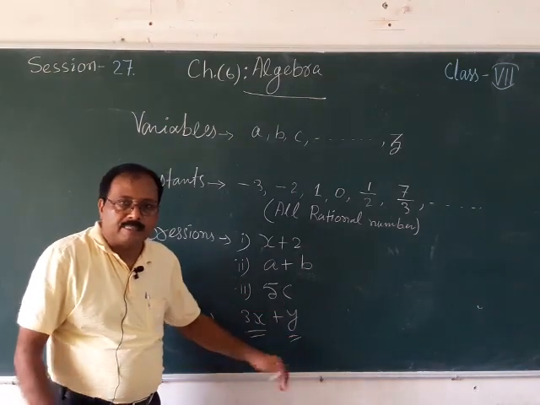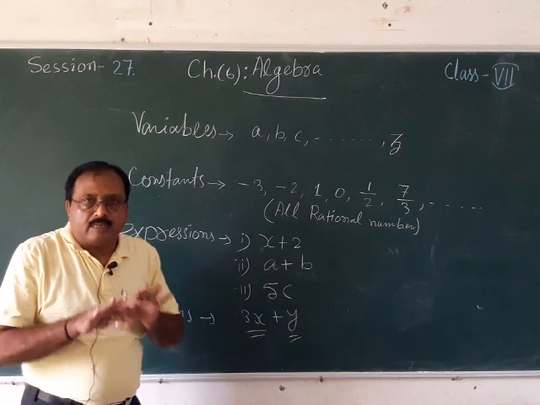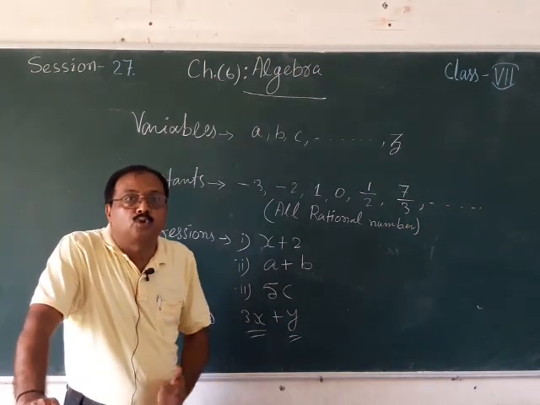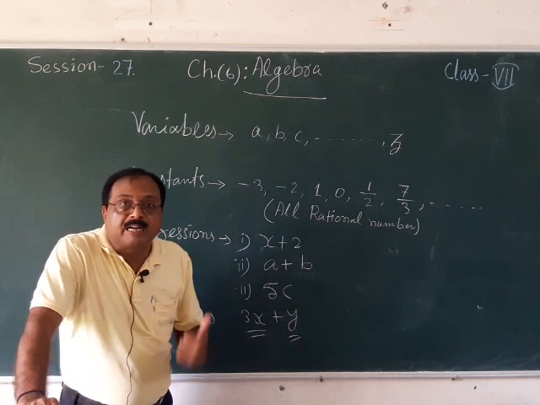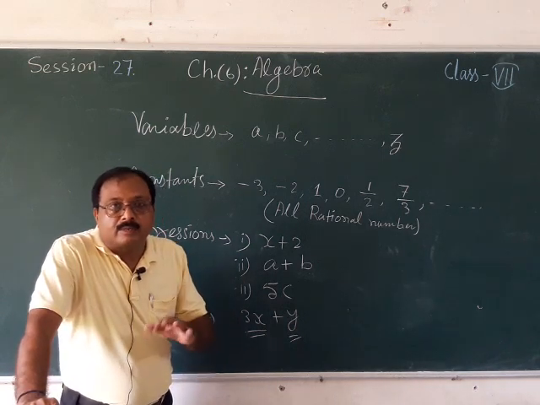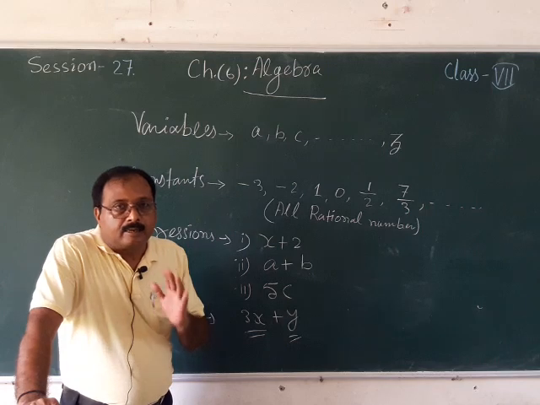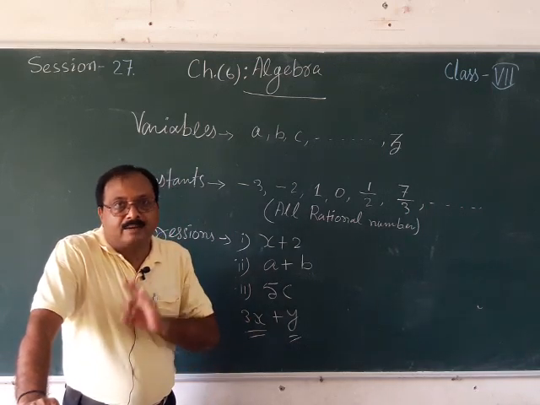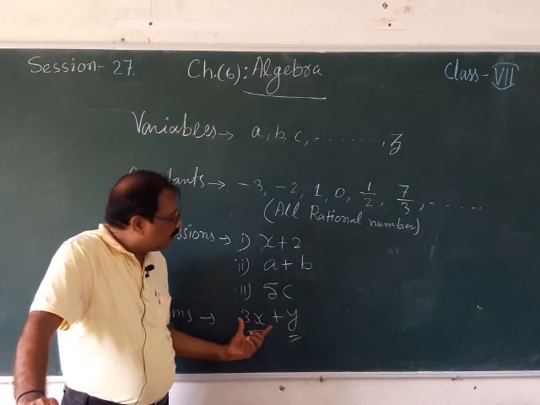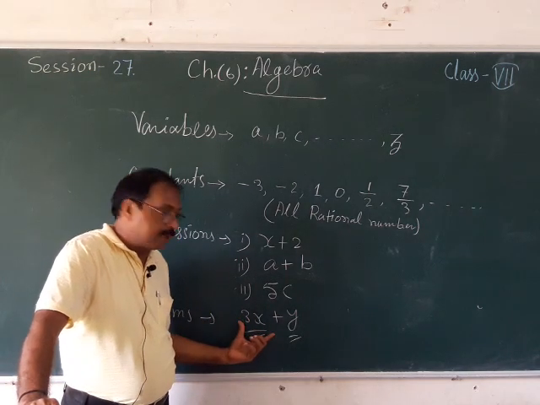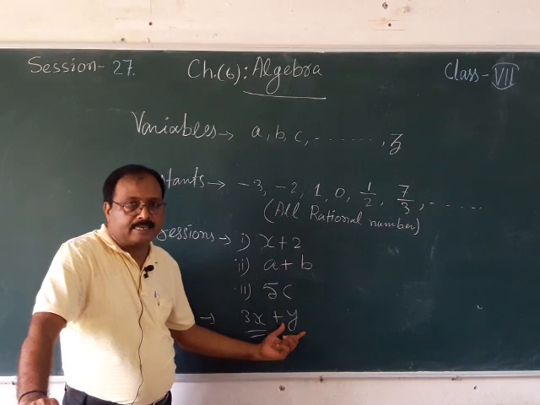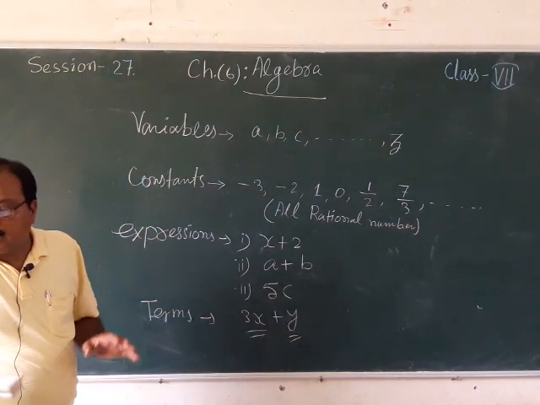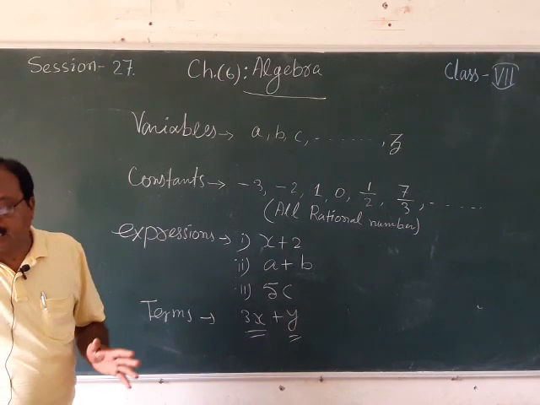Terms are always separated by an operational sign, meaning the sign should be plus or minus. Multiplication and division cannot divide the term. That means a term is separated by only two signs, plus and minus. So here 3x is a single term and y is a single term. These things you have to keep in your mind when you do mathematics.